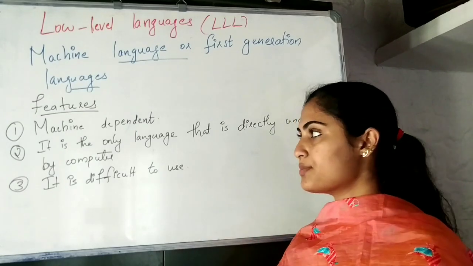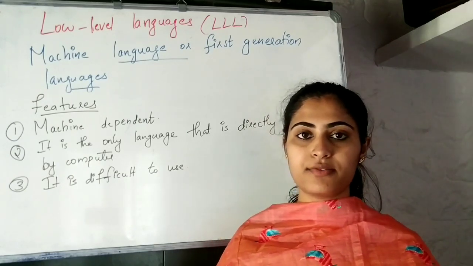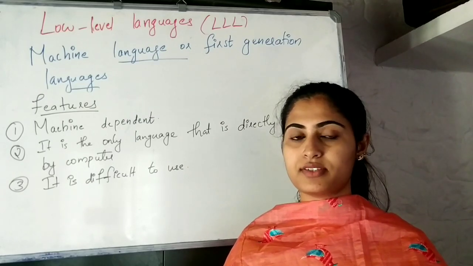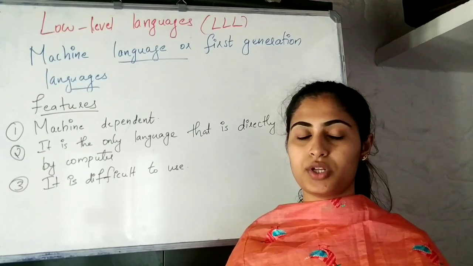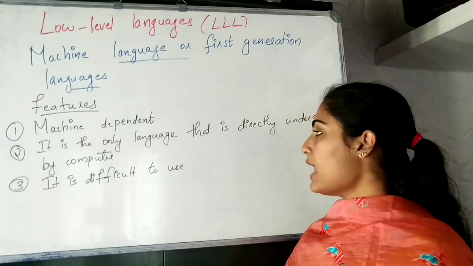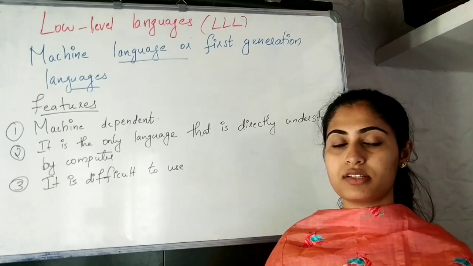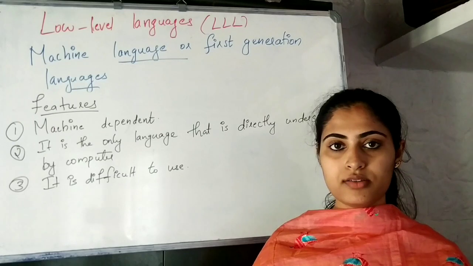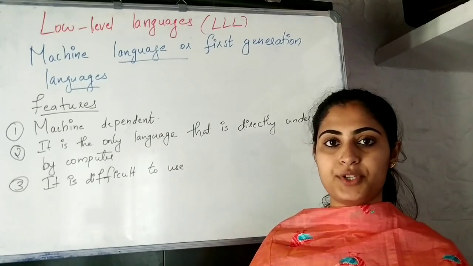First one is, it is machine dependent. That means machine languages are designed for a specific type of computers, and can be used only in such type of computers. Second point is, it is the only language that is directly understood by the computer. And third point is, it is difficult to use because programmers have to remember all these machine codes. These are the features of machine language.